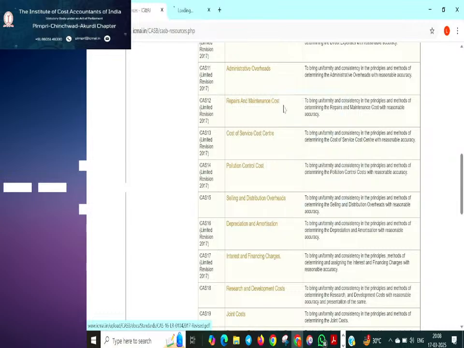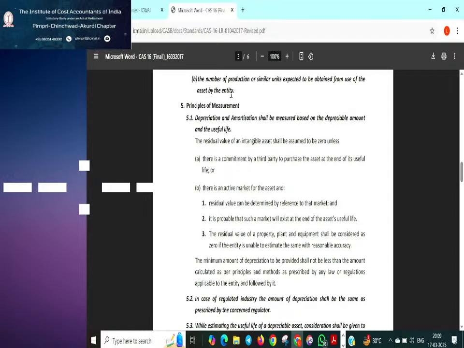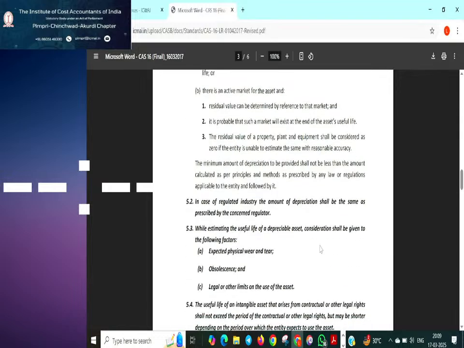Then coming to depreciation and amortization. So let's see how it is different from our Indian Accounting Standard. Coming to the principle of measurement, depreciation and amortization shall be based on the depreciable amount and the useful life. So it's the same that we do in our usual financial accounting depreciation. The residual value of an intangible asset shall be assumed to be 0 unless there is a commitment by a third party to take that asset and there is an active market for the asset where you can realize some money out of it. Otherwise, intangible assets usually don't have any residual value.